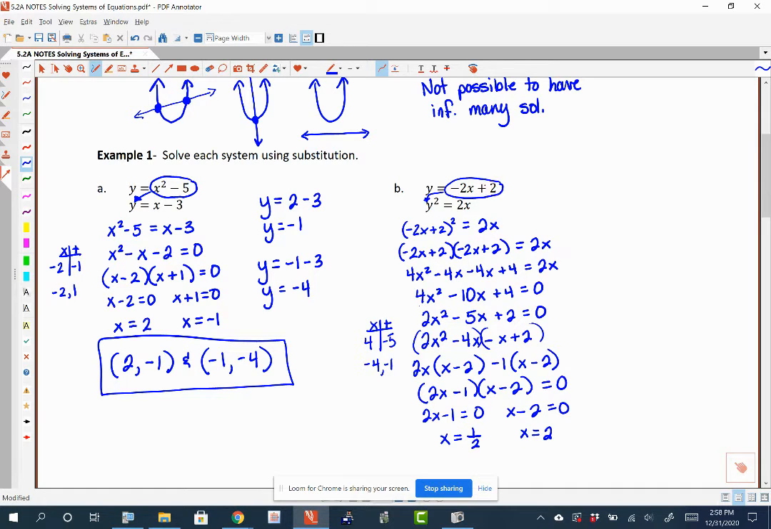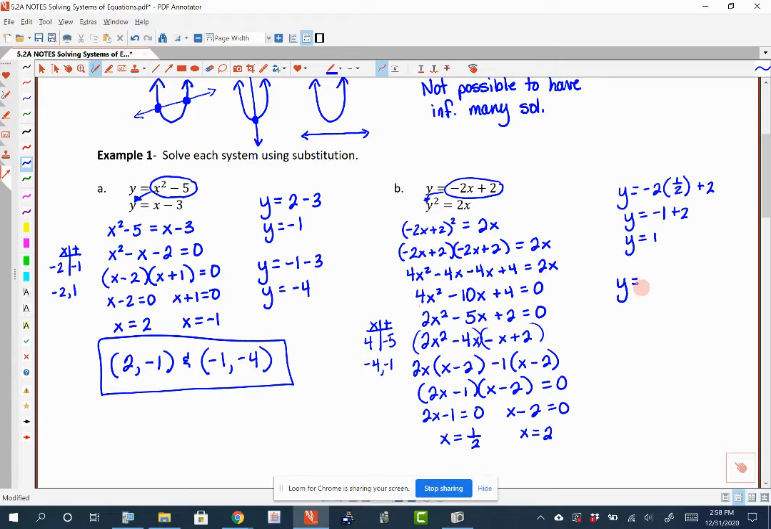I'm going to substitute back into the first one. It was a nice linear equation. I'm going to start by substituting in my x value of 1/2. So I'd have negative 2 times x, which in this case is a 1/2, plus 2. Well, I know negative 2 times 1/2 is just a negative 1. And negative 1 plus 2 is a positive 1.